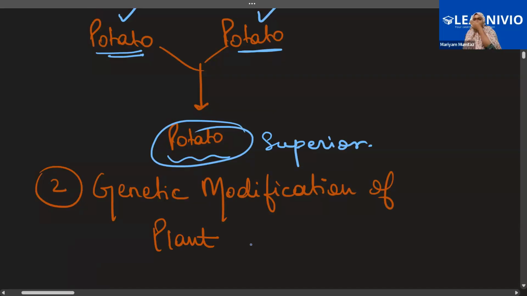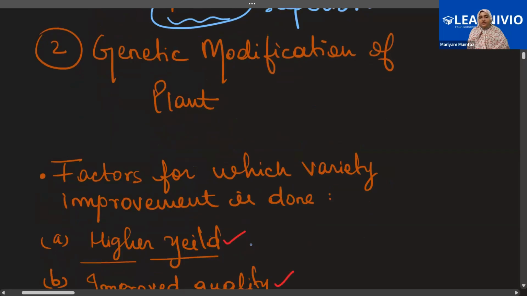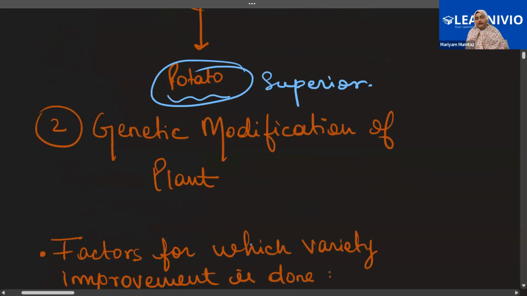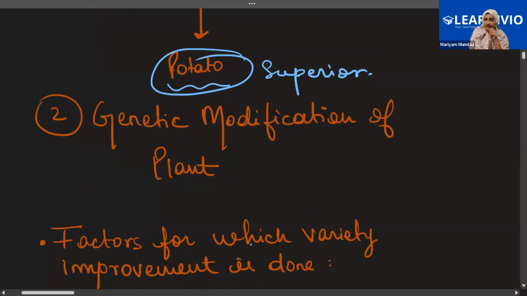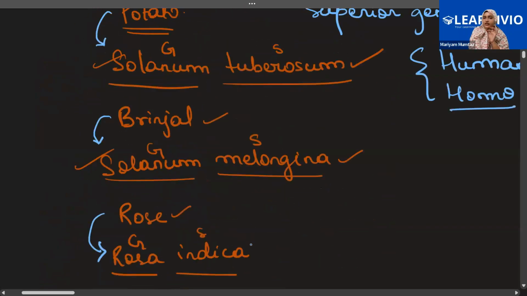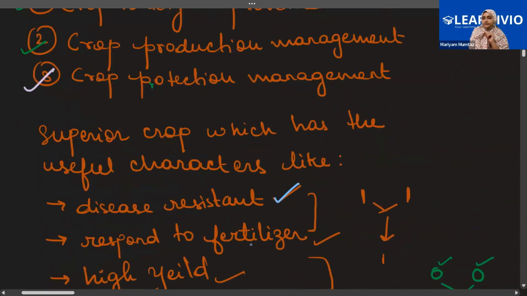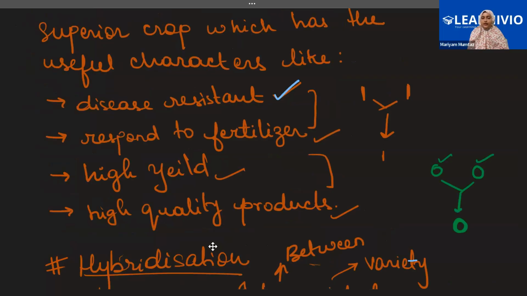Is it clear? Any doubts? Yes. Okay. Then comes the genetic modification of the plant. Now, this is something we'll be discussing later on because it's a very big thing. But up until now, do you people have any doubts in the hybridization, superior crop variety and all? Any doubts? Anything you people want to ask me? No, ma'am. It's clear to you all? Yes. Okay.